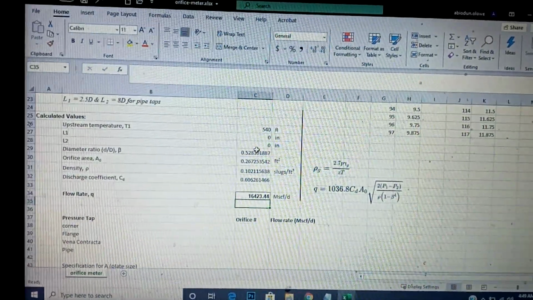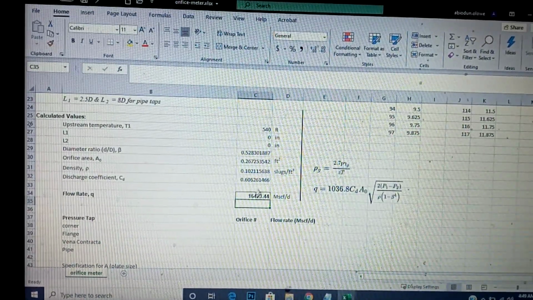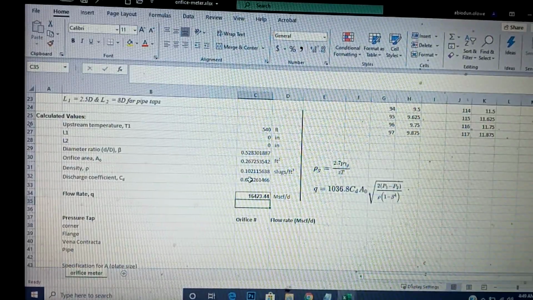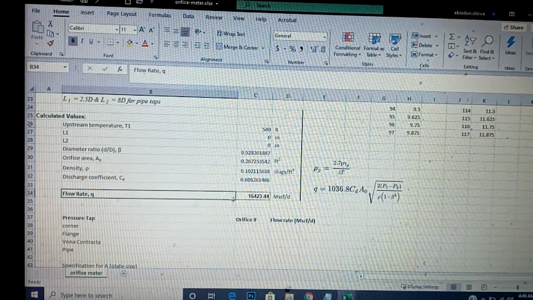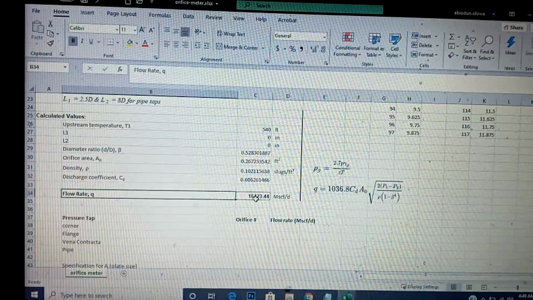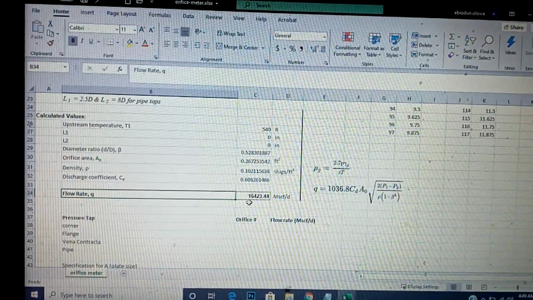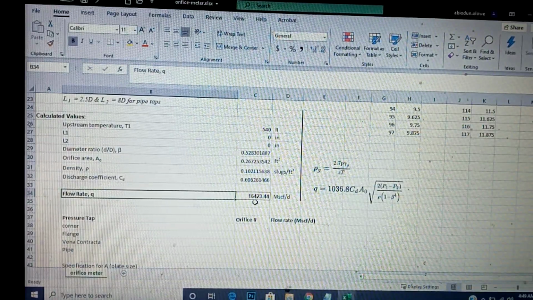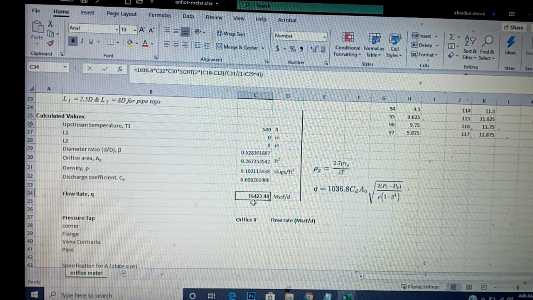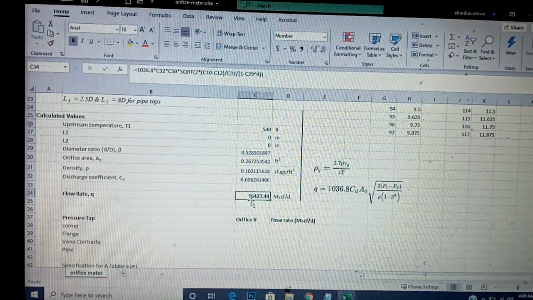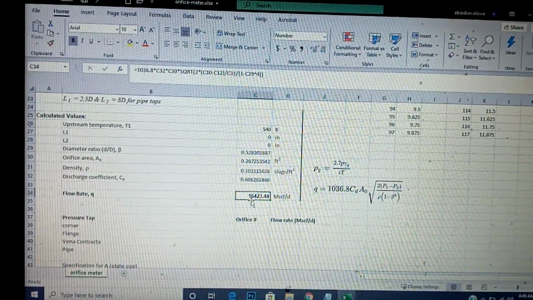I just need to analyze what I am giving. I want to fix the flow rate. Okay, now for corner tap, for the diameter I choose, it's giving me 16 million, but I want it at 10 million. This is 16,423. That's 16 million. But we want it at 10 million. So I need to reduce the diameter of the orifice.